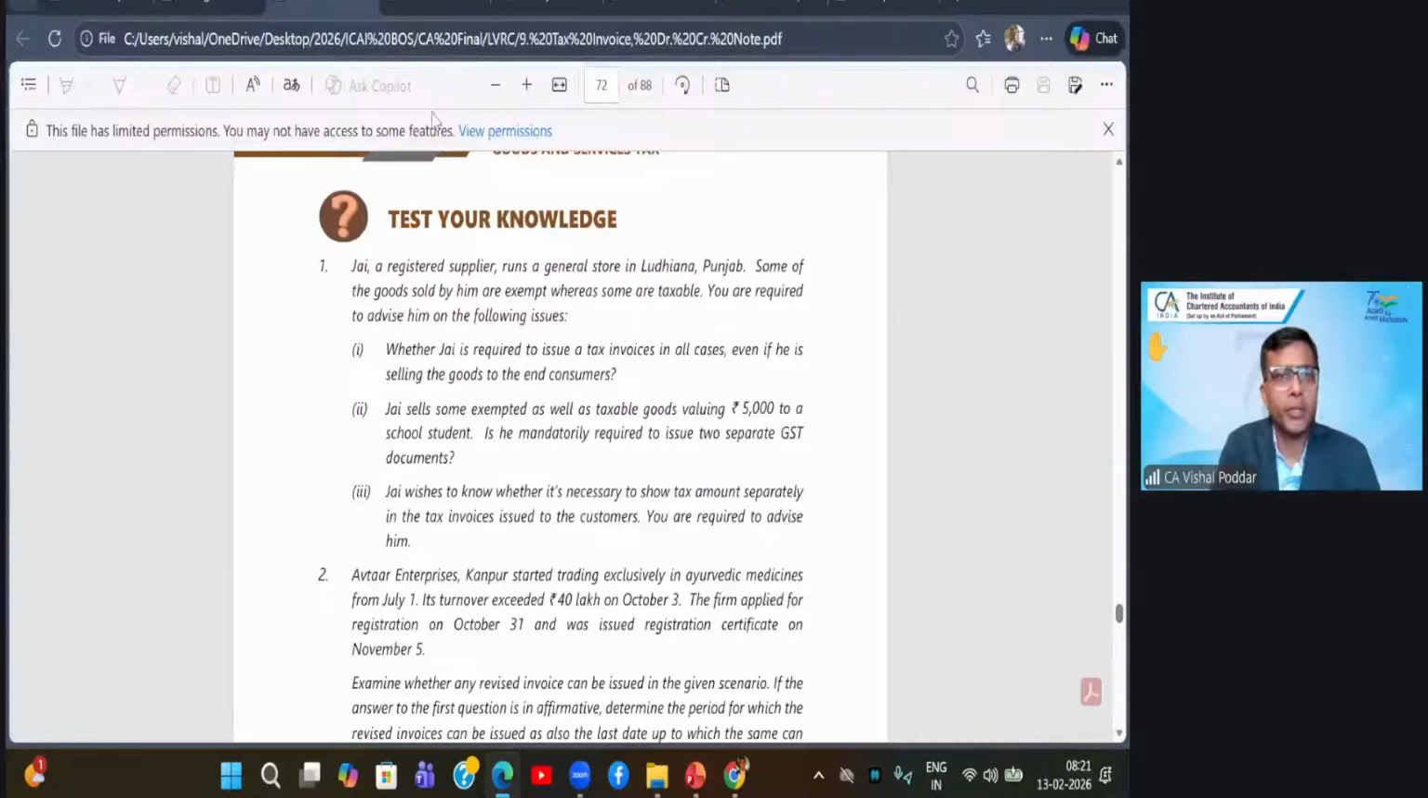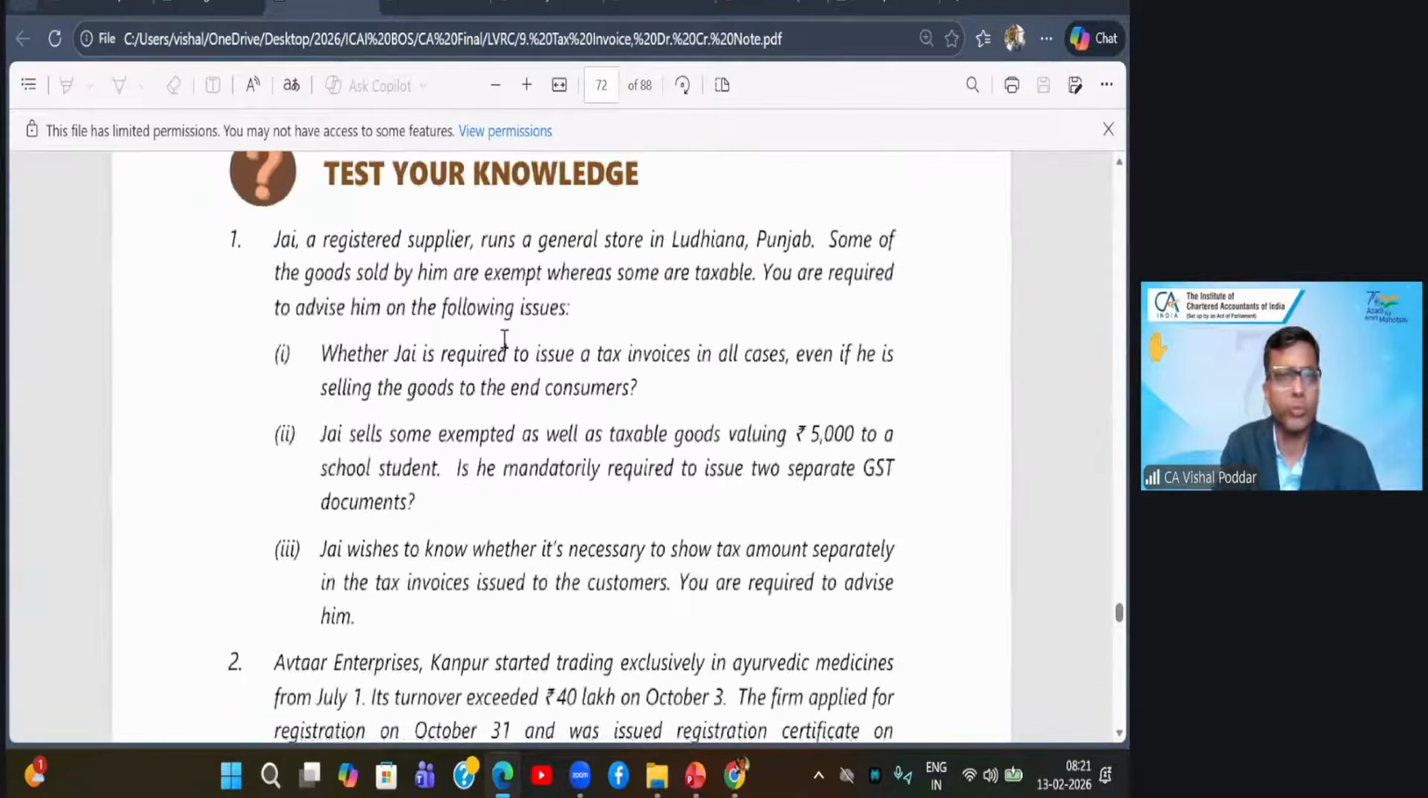Now we are in the second chapter, which deals with tax invoice, e-way bill, etc. So kindly read, someone. Someone please read for me. Yes, sir. Jay, a registered supplier, runs a general store in Ludhiana, Punjab. Some of the goods sold by him are exempt, whereas some are taxable. You are required to advise him on the following issues: whether Jay is required to issue a tax invoice in all cases, even if he is selling the goods to the end consumers. What is your answer?